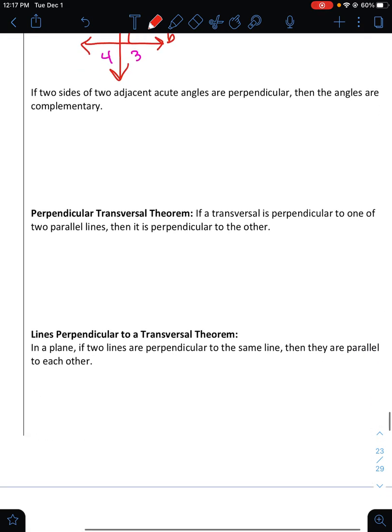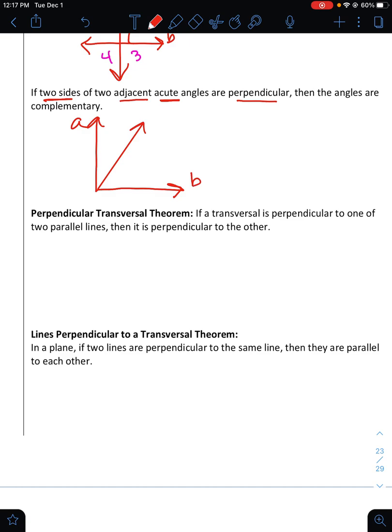Okay, third one down. If two sides of two adjacent acute angles are perpendicular, then the angles are complementary. So I'm going to draw two angles that are adjacent to each other, right next to each other, and they are acute, which means they're less than 90. And what it says is that the two outer sides make a 90-degree angle. So that's going to look something like this. Let's make some sort of ray here, and I'll call that A and we'll call that B.